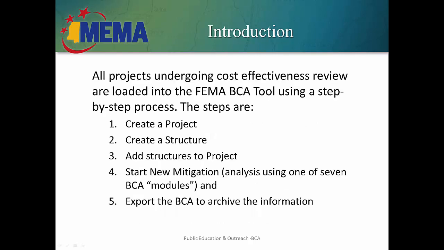All projects undergoing cost-effectiveness review using the FEMA BCA tool are loaded into the BCA software program using a step-by-step process. The 5 steps in the process are: 1. Create new project. 2. Create a new structure. 3. Add or connect structures to the projects. 4. Start new mitigation, which is actually an analysis using various modules. And 5. Export the BCA to archive the information for future use.